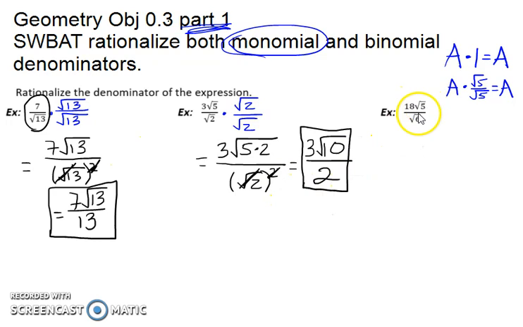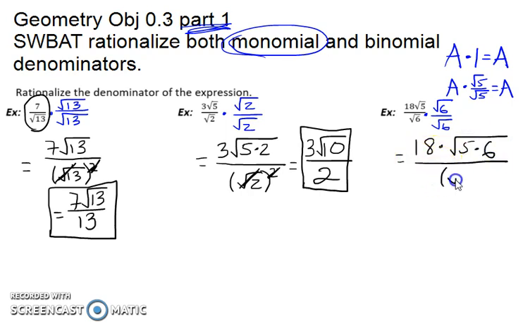Last example, 18 root 5 over root 6. So by now you should know what we're doing. We're going to multiply both the numerator and denominator by root 6. So root 6 over root 6. This gives us 18 times square root of 5 times 6 divided by root 6 squared. Square root and square cancel each other out. And the 5 times 6 is going to give us 30. So we have 18 root 30 divided by 6.